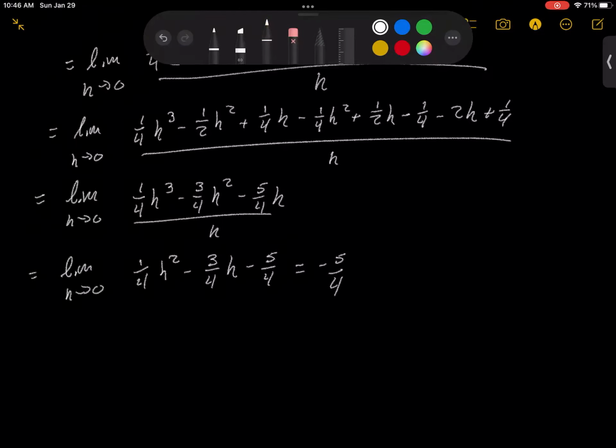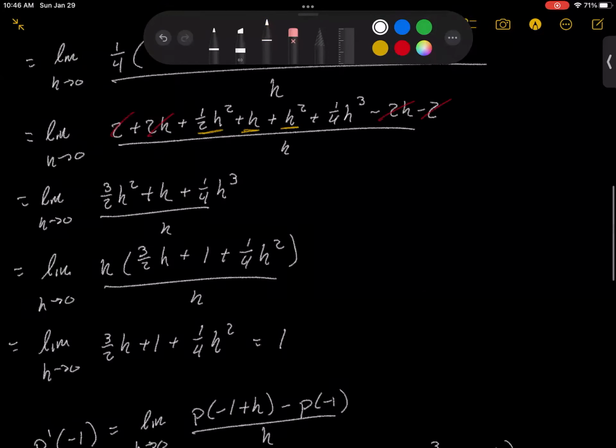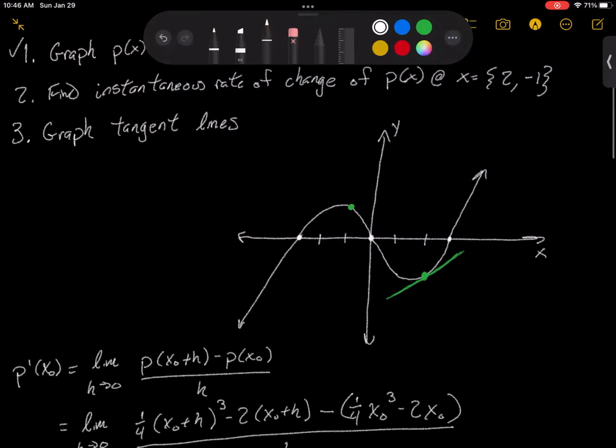So let's go back up to our picture. We just told ourselves that the instantaneous rate of change of this function at the point minus 1 is minus 5/4. And that makes sense according to our picture, right? It looks like it's going to have a negative slope right there. And the slope of that tangent line right there is minus 5/4.